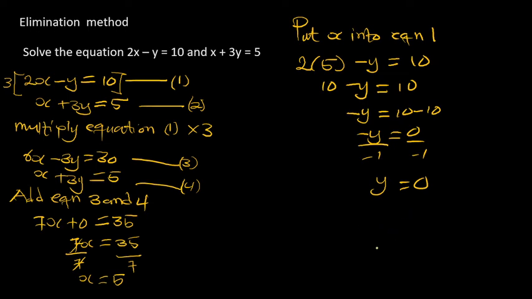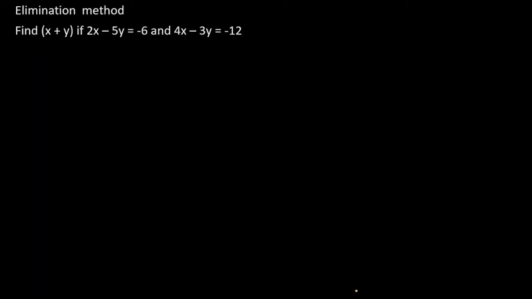So at the end of the day, we know that our y is equal to 0 and our x is equal to 5. Alright, then let's look at another example. This one says find x plus y if 2x minus 5y equals minus 6 and 4x minus 3y equals minus 12. So before we'll be able to add x and y, we need to get the values.